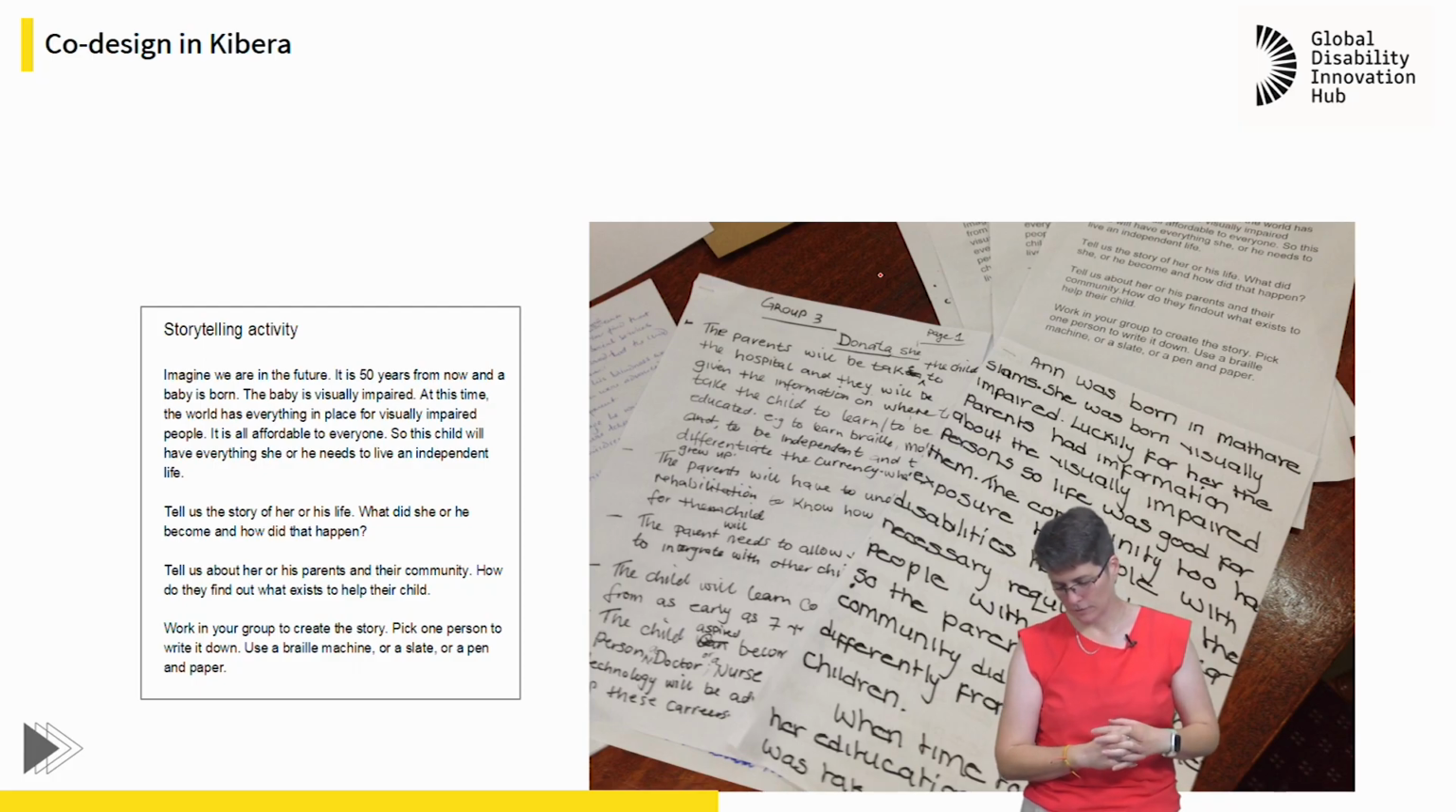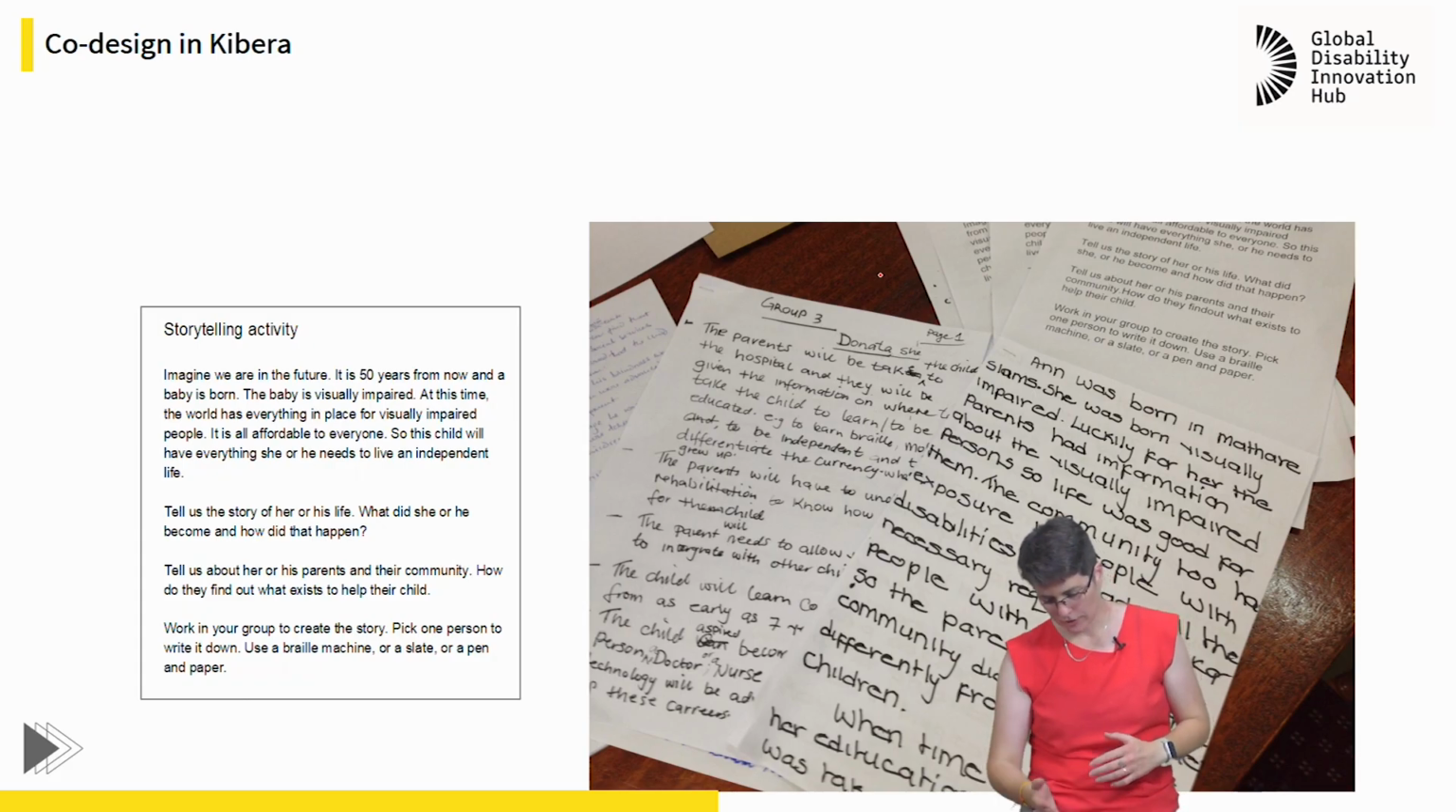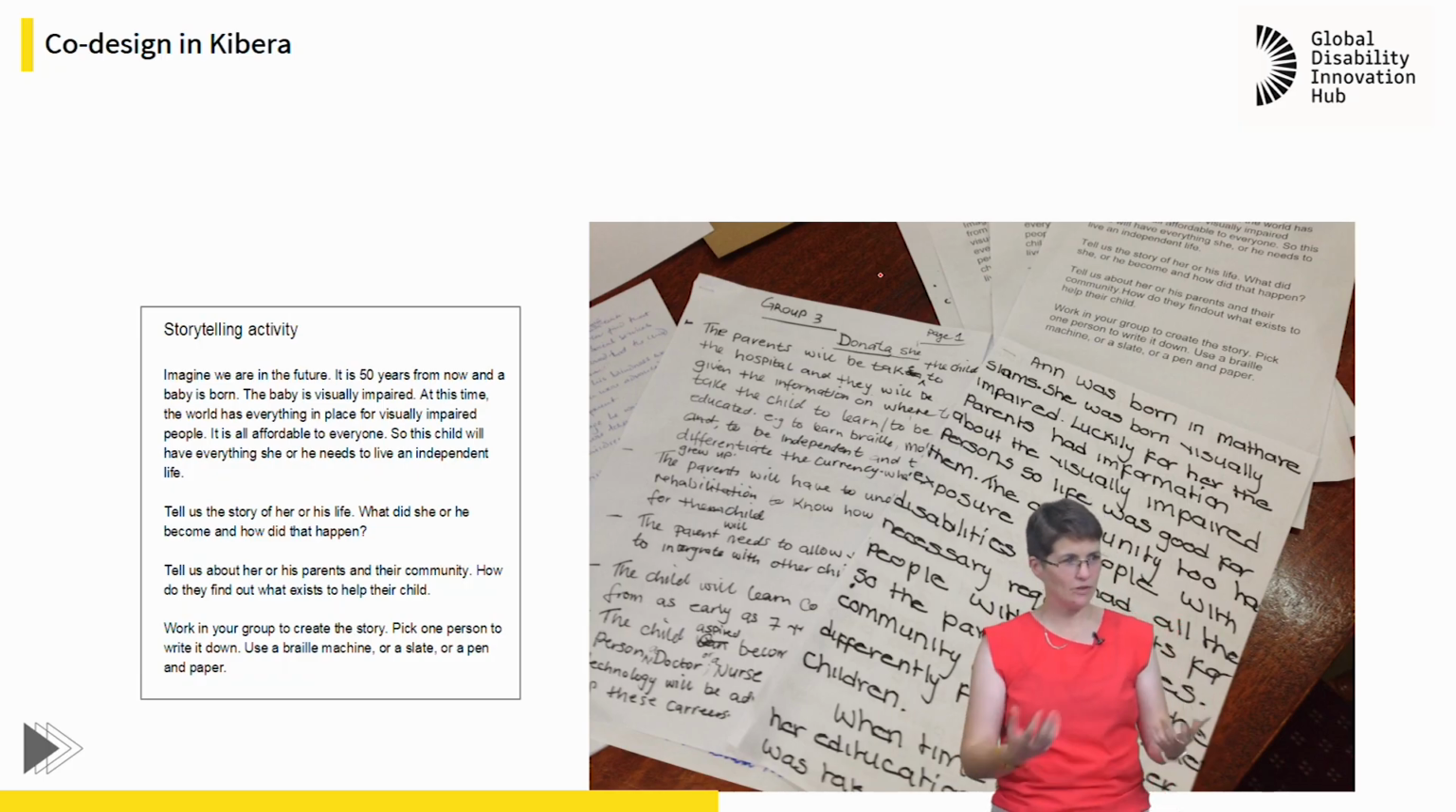The community too had exposure to people with disabilities and had all necessary requirements for people with disabilities. So the parents and community weren't treated differently. Then they've got some examples. So Donata was saying the parents will take the child to the hospital and they will be given the information on where to take the child to be educated, for example, to learn Braille. Parents will know where the rehabilitation is and know where to find them. From a very early age, they'll have everything that they needed.